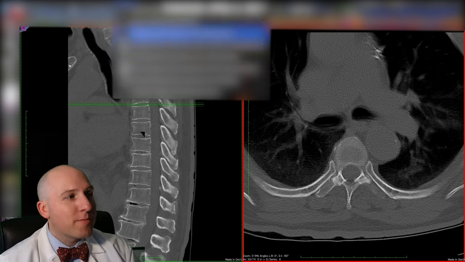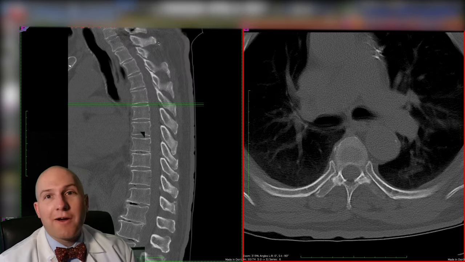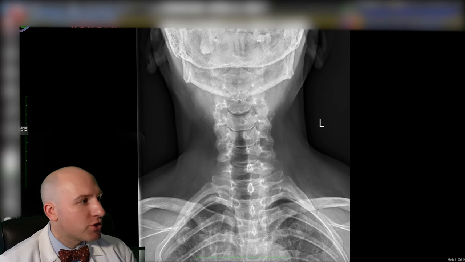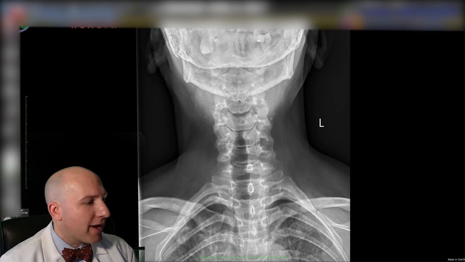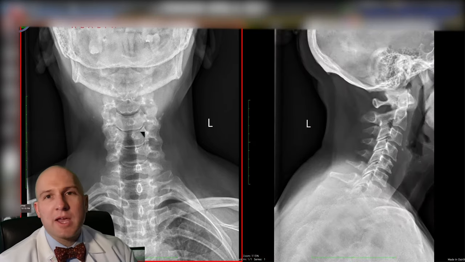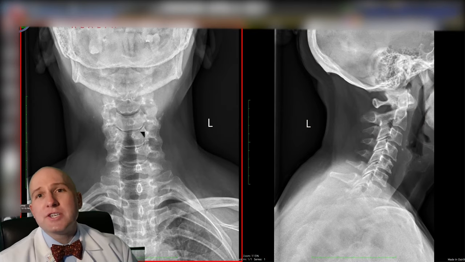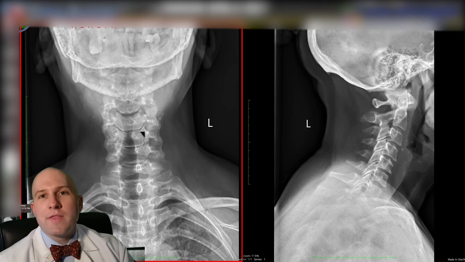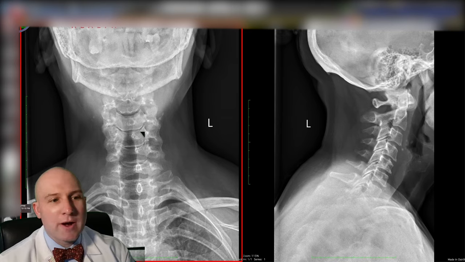Oftentimes, one of the most important things that we can get are x-rays, and x-rays are super easy to get, and there's a lot of information that we can gather, largely because x-rays are taken with the patient sitting up or standing up. The patient does not live life lying down the way that they would be when they get a CT scan or an MRI, so you can actually learn a lot about the alignment.